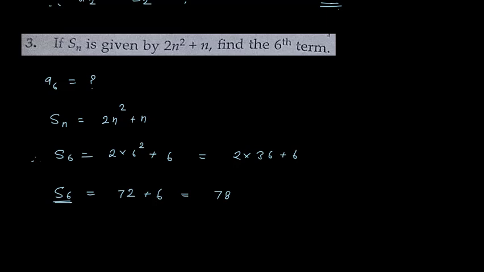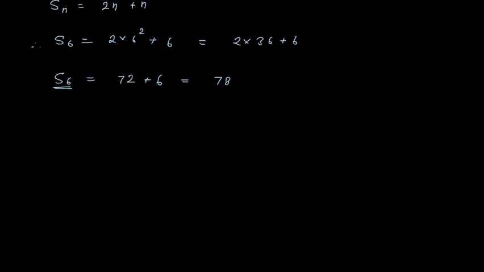Now let us find what is s5. s5 is 2 into 5 square plus 5. So 2 into 5 square is 2 into 25. 2 into 25, that is 50. 50 plus 5, it is 55. This is s5. So therefore what do I have to find?